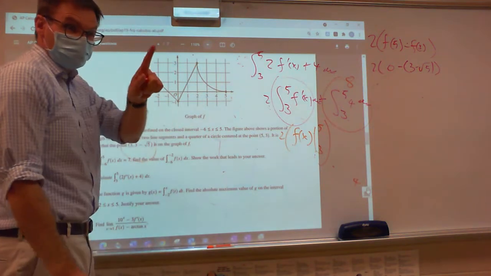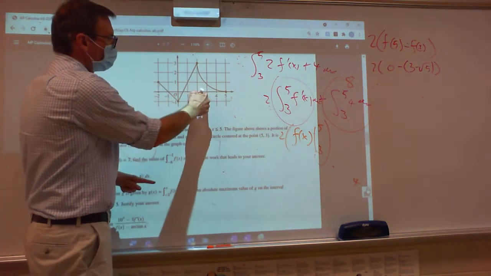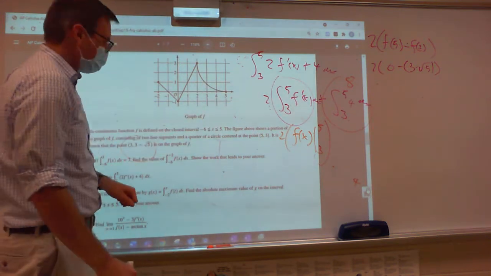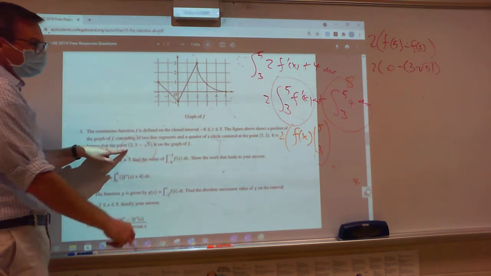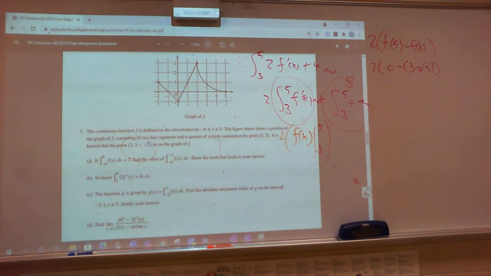Can you explain how it's 3 minus root 5? So f(3) is, when you plug in 3, what's this y value? See how they give you a dot? Very good. Everybody see that part?